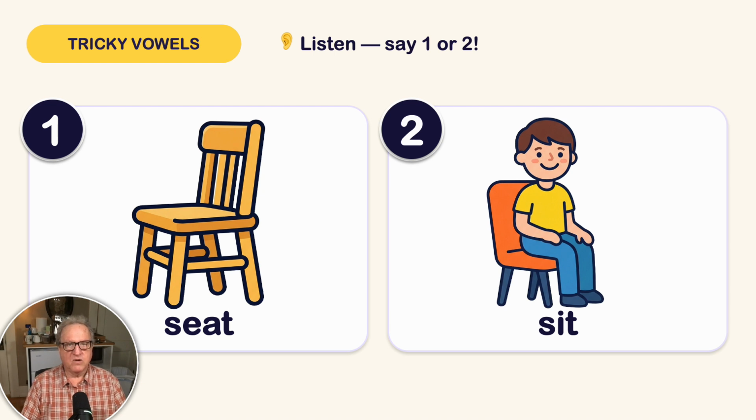Okay, here's another word. You tell me, is it 1 or 2? Seat. Is it 1 or 2? It's number 1, seat. Anything that you sit in is a seat. Let's go to the next one.